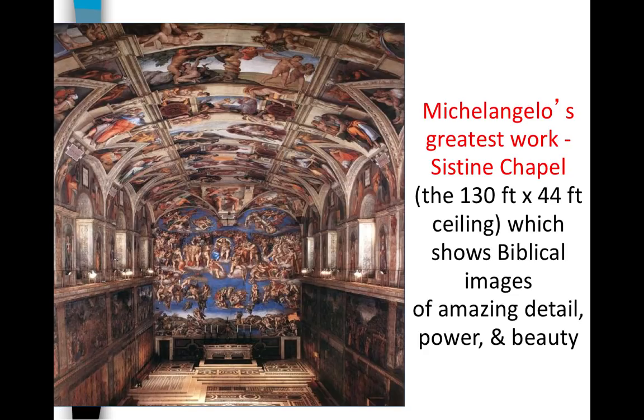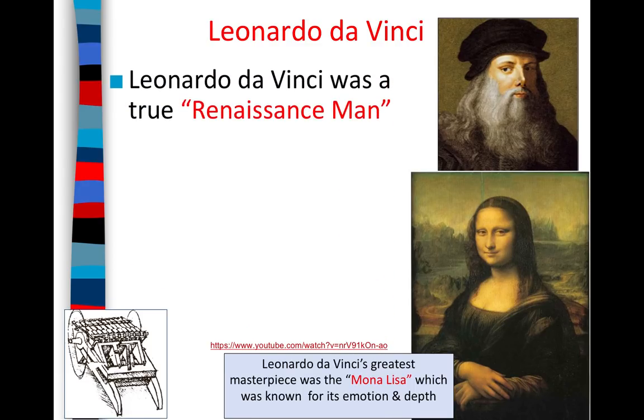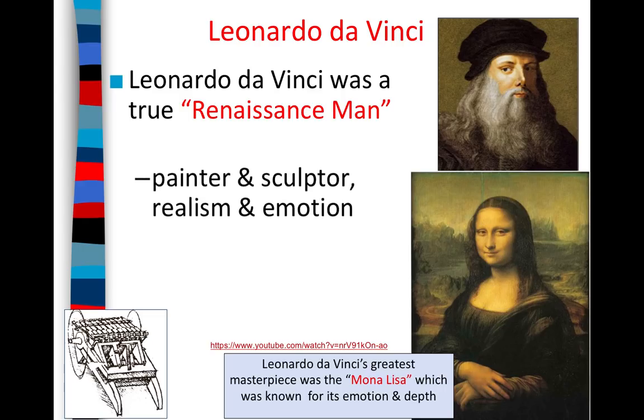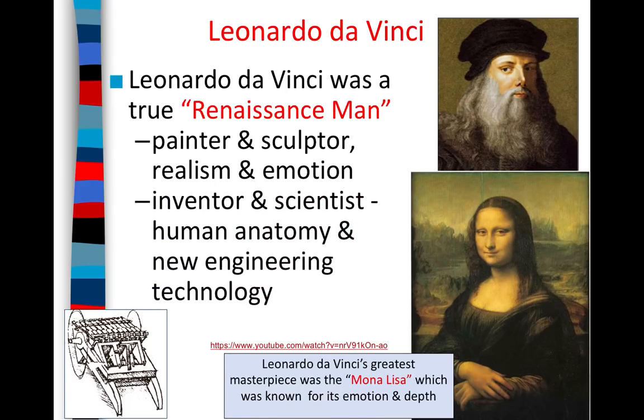All right, the next artist we're going to talk about is Leonardo da Vinci. So Leonardo da Vinci was a true Renaissance man. He was a painter and sculptor, and he used realism and emotion. He was also an inventor and scientist. He studied the human anatomy and new engineering technology. He was interested in how things worked. He studied how a muscle moves and how veins are arranged in a leaf. He filled his notebooks with observations and sketches. He then incorporated his findings in his art.